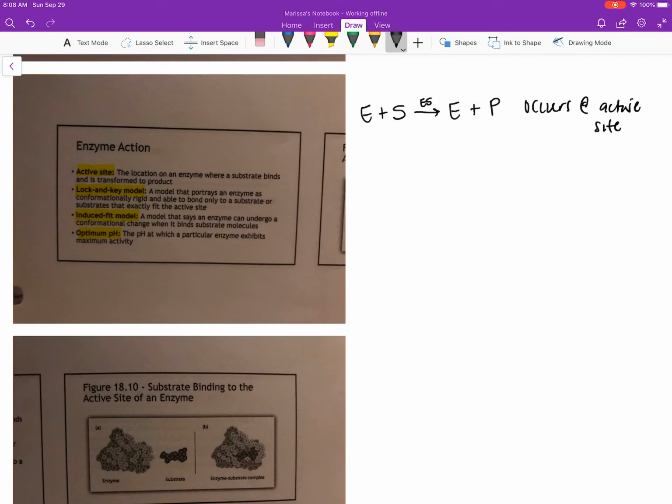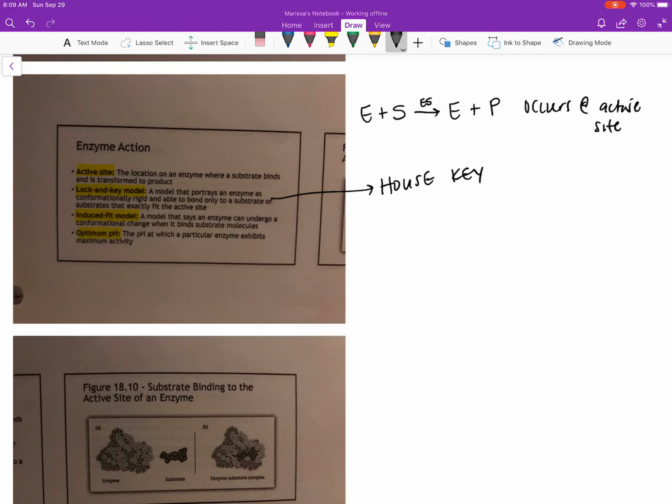Now, there are going to be 2 models that we use to kind of explain what happens. The first is the lock and key model, which is the model that portrays the enzyme as conformationally rigid and able to bond only to a substrate or substrates that exactly fit the active site. So the way to think about the lock and key model is your house key, which I know right now you guys might be in a dorm, so maybe the key to your room. So theoretically, your key should only open your doorknob, right? If somebody else had a key to your doorknob, it's not secure.